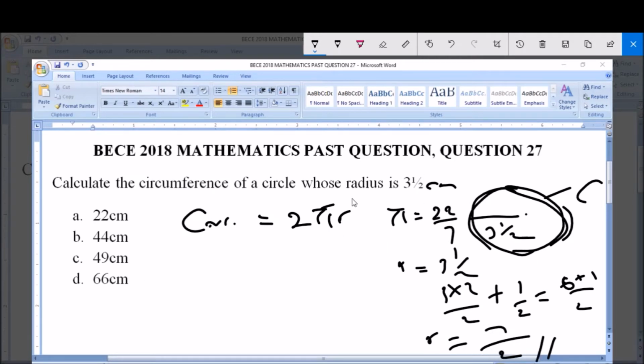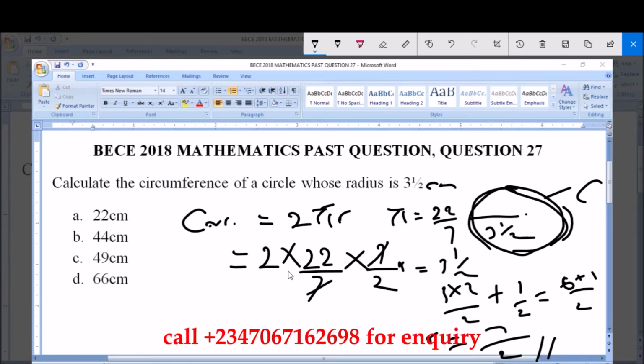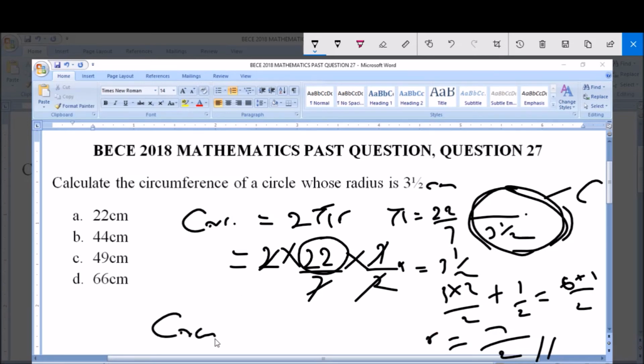Now let's come back to our calculation. Now the circumference is equal to 2 multiplied by what? Our pi is what? 22 over 7 is a constant, then multiplied by r, which is what? 7 over 2. Now let's cancel this 7 here, and this 2 here. We are left with what? This 22 here. So therefore circumference of this circle is equal to 22 centimeter.